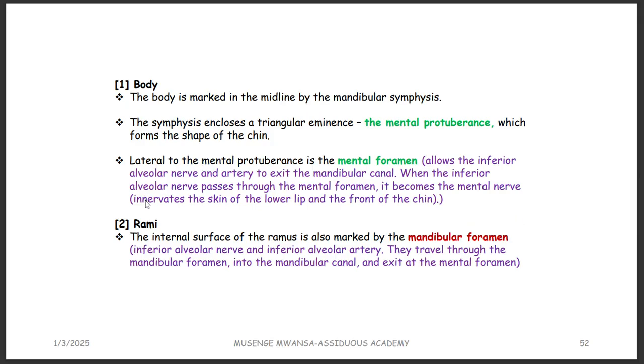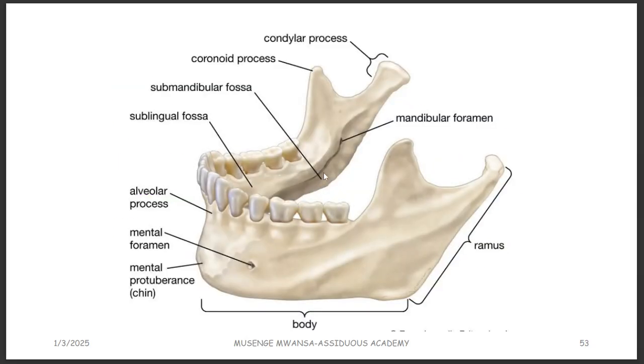And this is the nerve that will be innervating the skin of the lower lip and the front of the chin. You can see again, can you see this canal on the inner aspect of the mandible? That's the mandibular foramen. That is where the inferior alveolar artery and nerve will be able to pass.